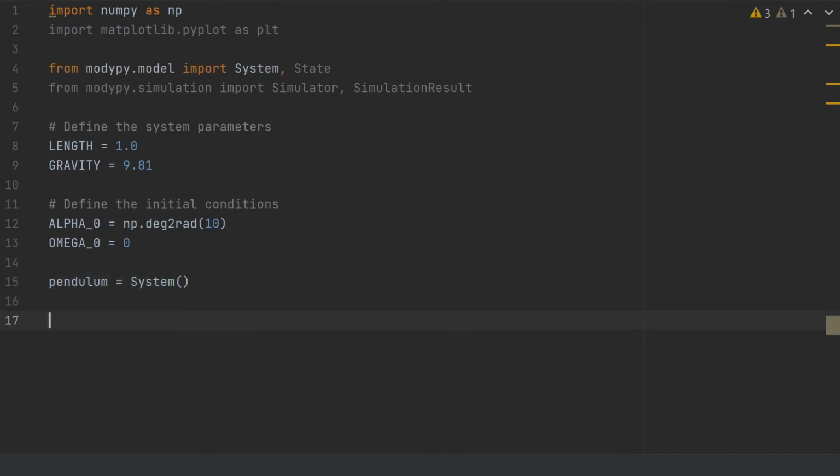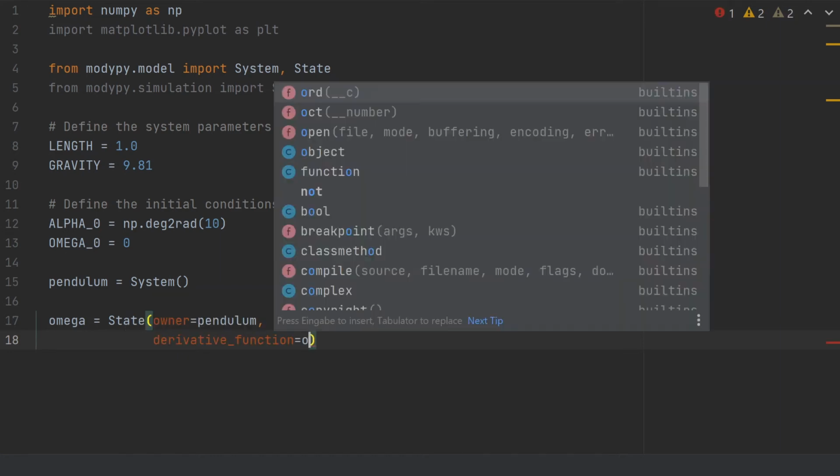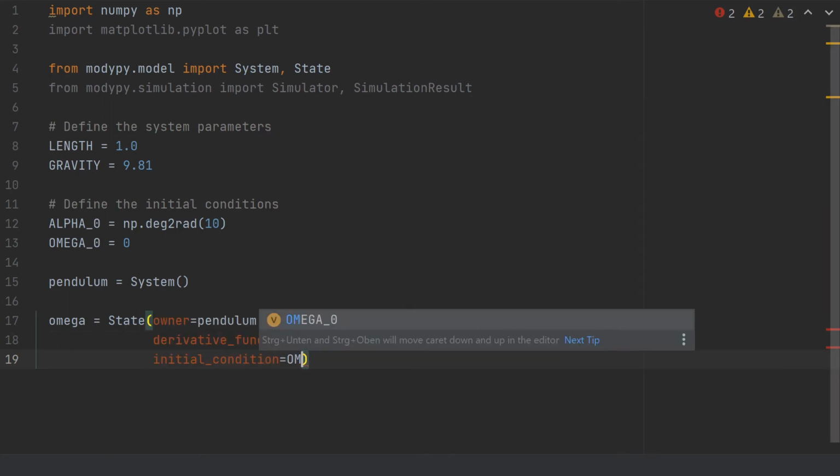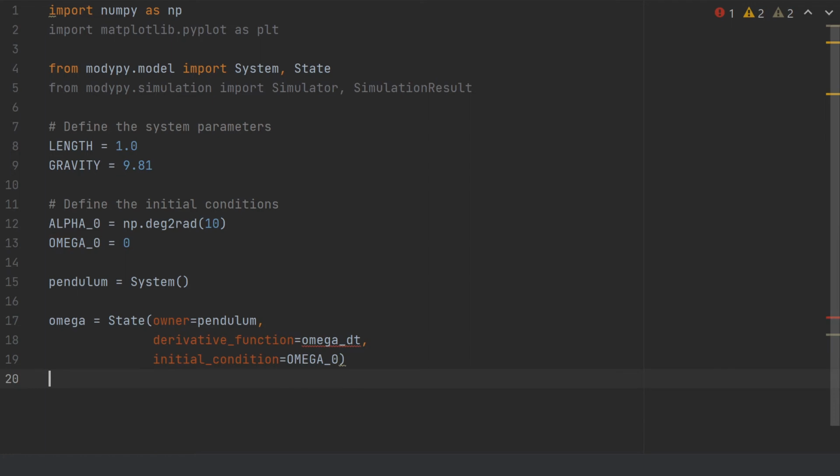And then we define our two states. The first state is omega, the angular velocity, and it is part of the pendulum system. Its derivative function is a function we still have to write, and it's omega dt, and its initial value is omega naught. And for alpha, we do the same. Only that the derivative function here is simply omega.